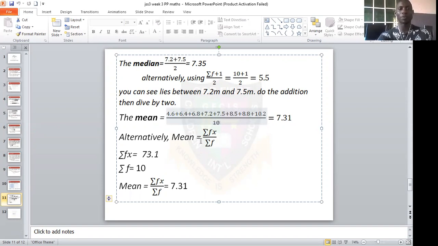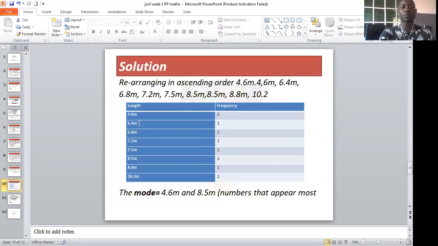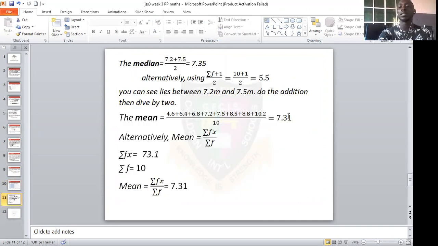So we have 4.6 plus 6.4 plus 6.8 plus 7.2 plus 7.5 plus 8.5 plus 8.8 plus 10.2 divided by 10, which gives us 7.31. You add the set data together and divide by the 10. Yeah, this is it. Let's cross-check: the sum divided by the total number of set data, which is 7.31.